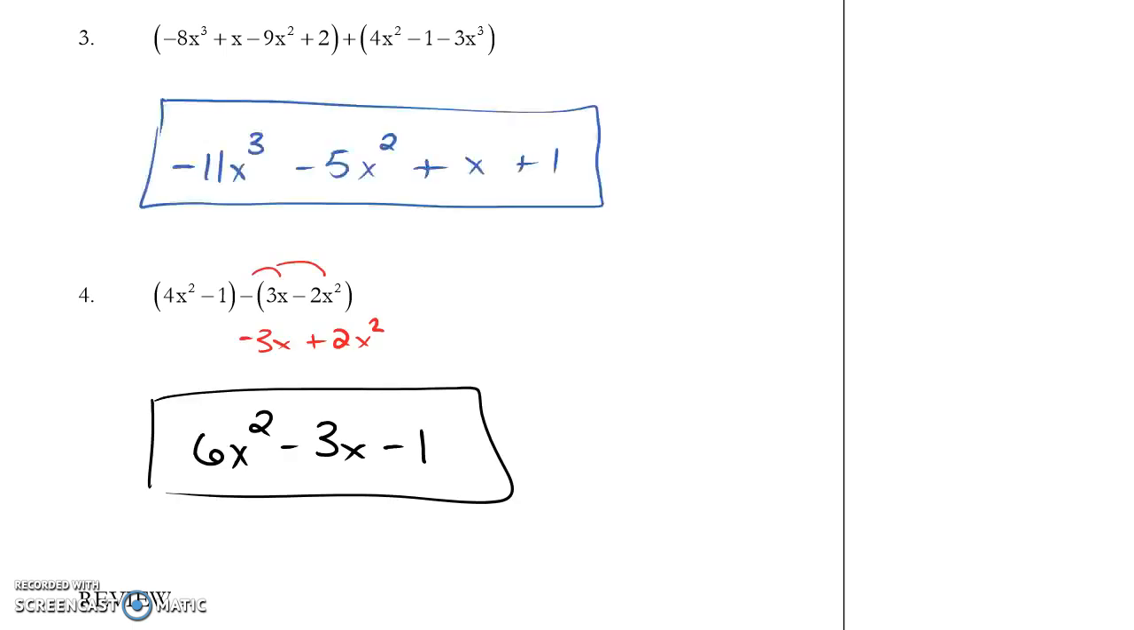Go ahead and check your answers for 3 and 4. If you didn't get them, see if you can figure out what you did wrong. If you can't figure that out, make a note in the side so you can ask in class.